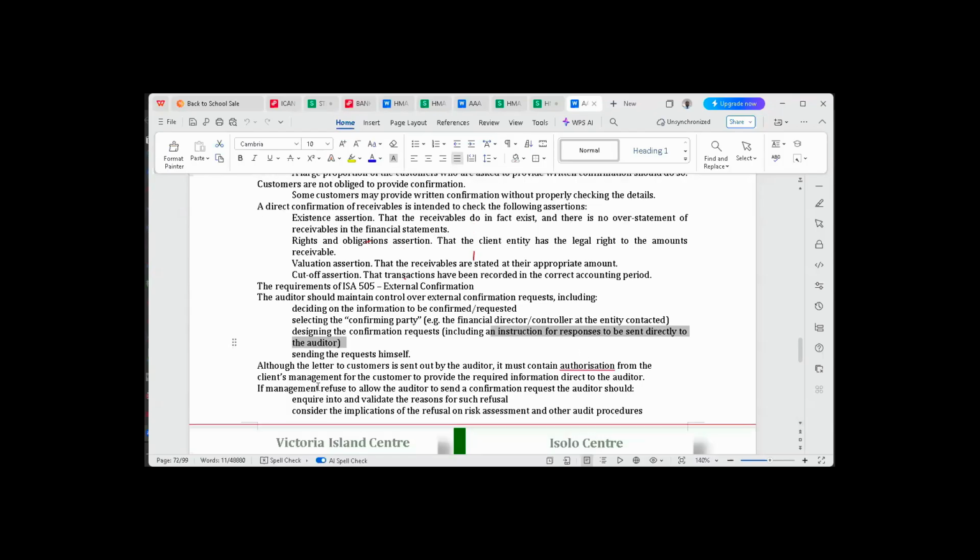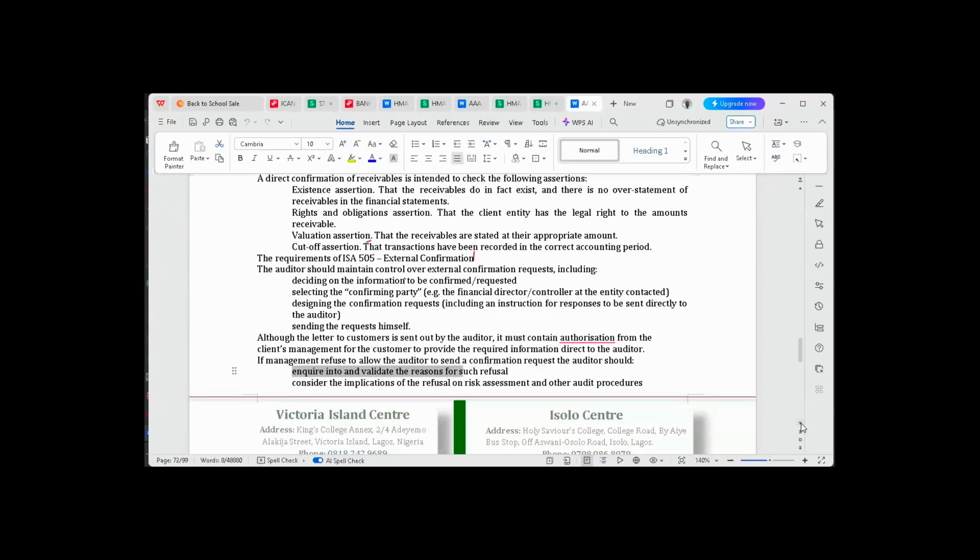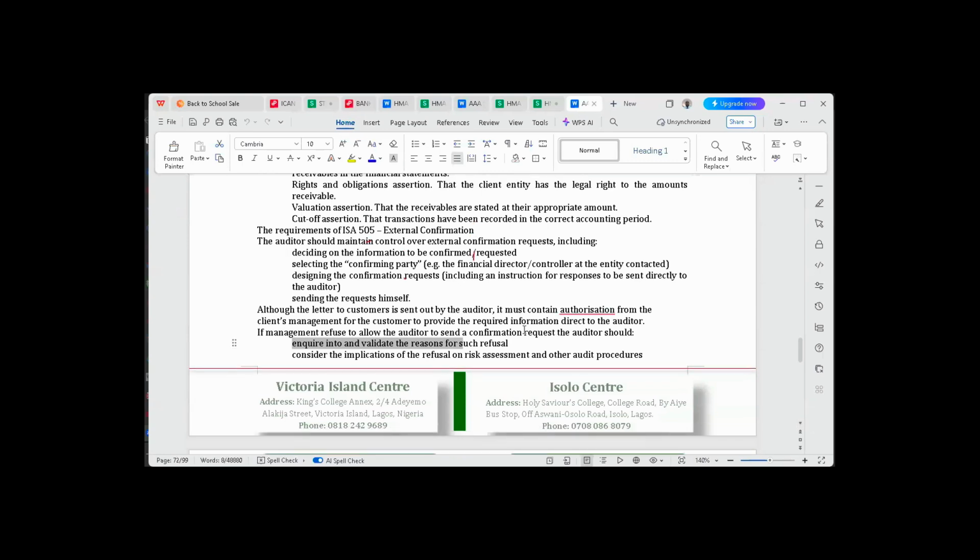All right. Now, sometimes management will not grant the auditor the right to circularize the customers. If management refuses the auditor to circularize the customers, then the auditor will need to do the following. First of all, you need to inquire from them why they don't want the circularization to be done. Number two, the auditor will need to also tell them that there are implications where they don't allow for circularization to be done.